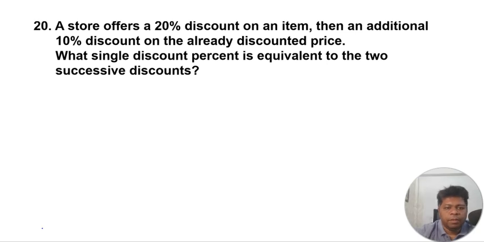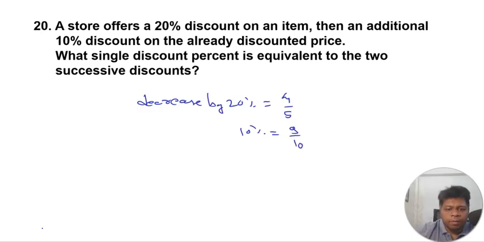So this is a store offer 20% discount on an item, then an additional 10% discount on the already discounted price, equivalent to do successive discount again. So discount means decreased by 20%. So it will be 4 by 5. Then an additional discount of 10%. So it will become 9 by 10. So we know how to calculate that thing.